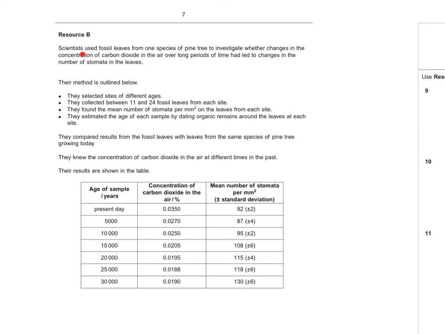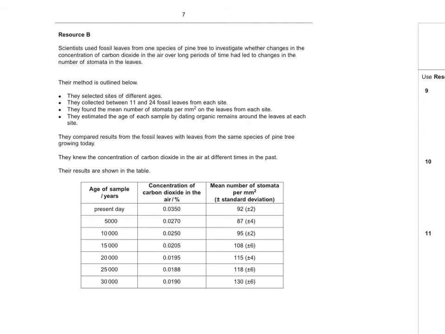So scientists use fossil leaves from one species of pine tree to investigate whether changes in the concentration of CO2 in the air over long periods of time have led to changes in the number of stomata in the leaves. The method is here. They selected sites of different age. They collected 11 to 24 fossil leaves from each site. They found the mean number of stomata on the leaves per millimetre squared. They estimated the age of the sample by dating organic remains around the leaves at each site. They compared the results of the fossil leaves with leaves of the same species of pine tree growing there today. They knew the concentration of CO2 in the air at different times in the past, from ice core data normally, and the results are shown below.